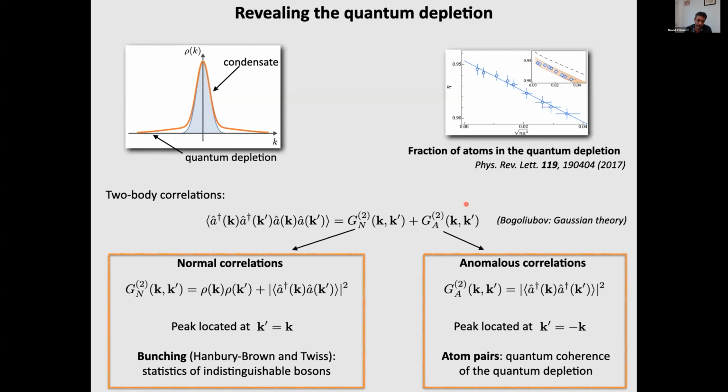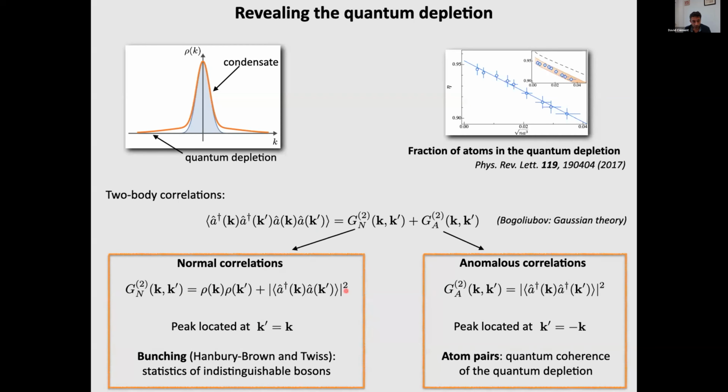And how do we do that? The idea is to measure two-body correlations in momentum space. So this type of correlator that you see here, a dagger k prime, a dagger k, a k, a k prime. So why do we measure that? Basically because Bogoliubov theory is a Gaussian theory, you can use Wick's theorem and decompose this two-body correlation in two parts, a normal part and a so-called anomalous part.